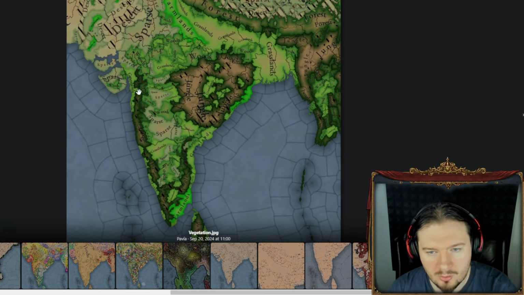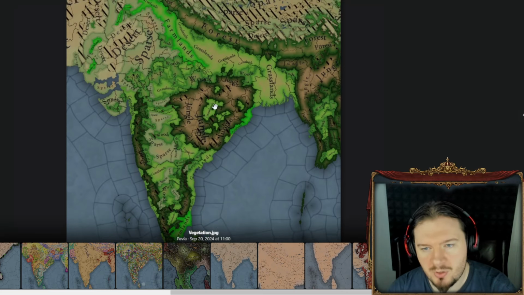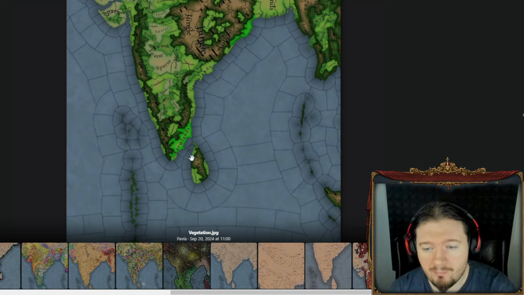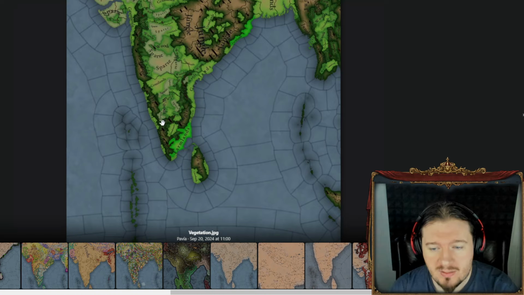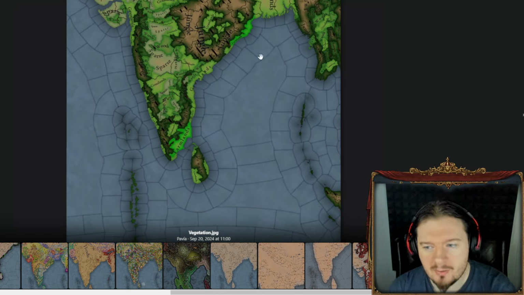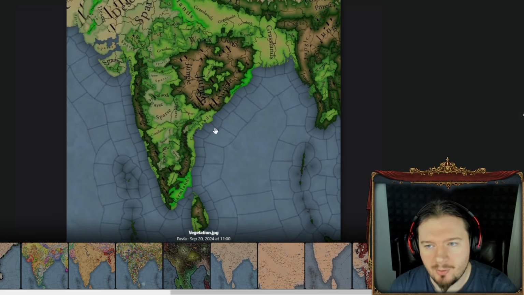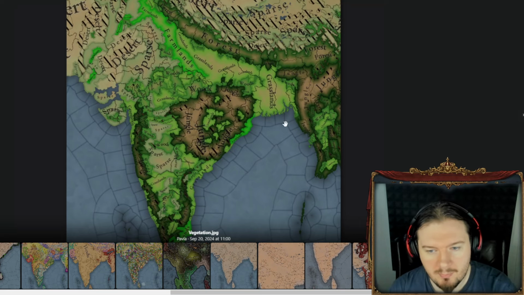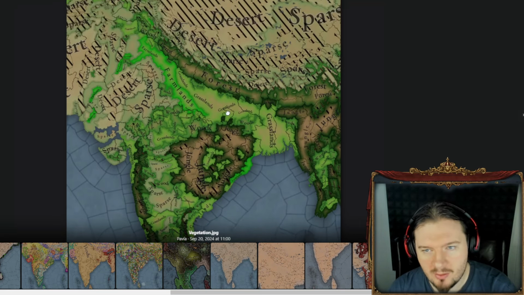Jungle all along the coast here as well. But the majority is woods, grasslands, and tons of farmlands. Farmlands down here as well. If anyone has ever played Imperator: Rome in India, this area down here was the largest source of farmlands in the entire game, other than maybe Mesopotamia. But yeah, farmlands all over the place. Grasslands in Bengal itself. But yeah, that looks really, really good.